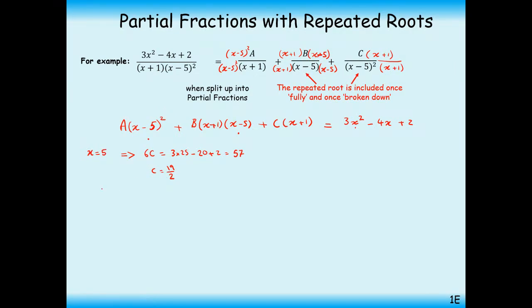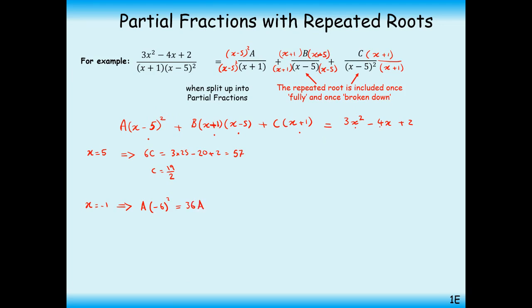Then for elimination of this bracket x plus 1, we can pretend that x is taking a value of minus 1. If x is negative 1, this bracket and this bracket will cancel away. So we're left with a multiplied by minus 1 minus 5, which is negative 6 squared. That's 36a on the left.